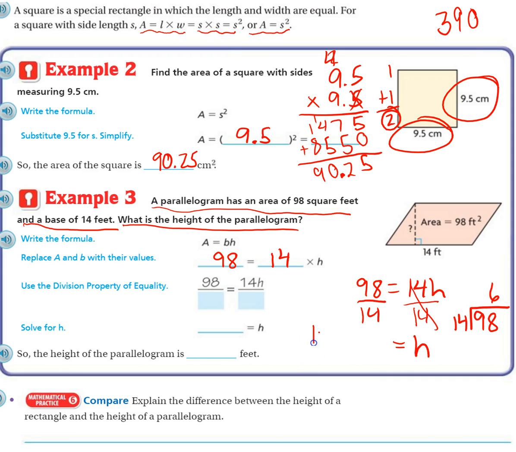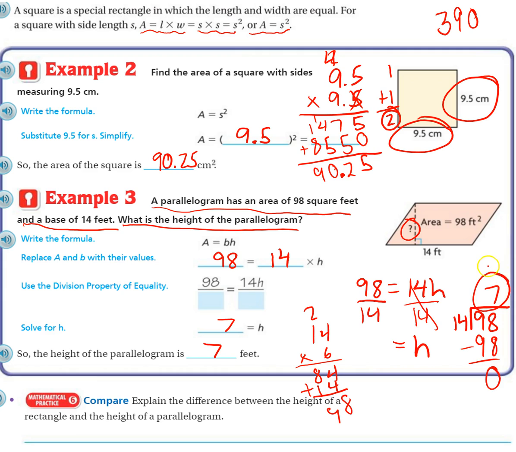And then we're going to do 14 times 6 to see what that is exactly. 24, carrying my 2, 6, 7, 8. 84. Let's see if we can add one more. 14, 8. Now, oh yeah, one more will get us right on. So I'm going to change this to 7, and that's going to go in perfectly. So the height must be 7. So the height of the parallelogram is 7 feet.